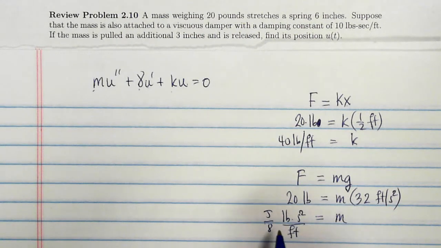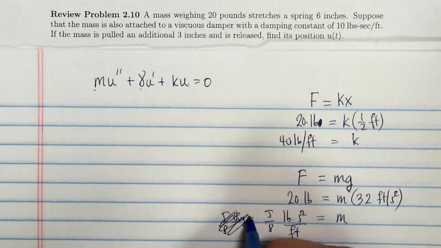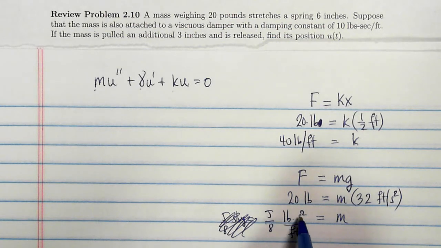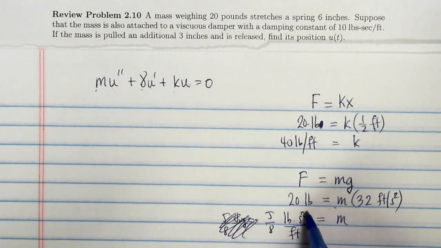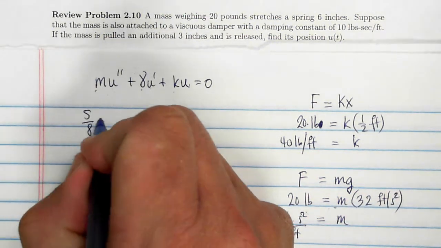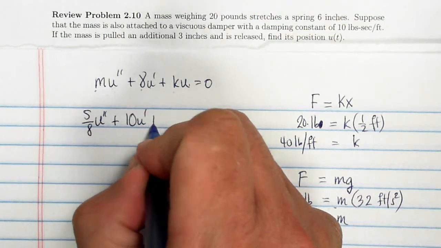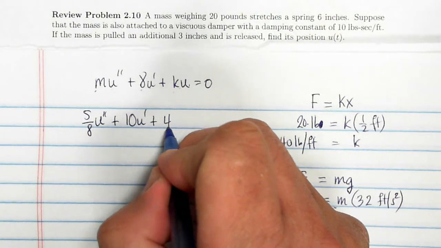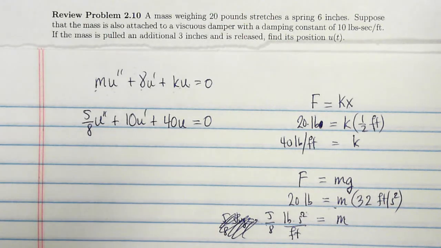Now this is a very unusual unit. In the English system, this is actually called a slug, if I remember right. But we're not going to worry about slugs. We'll just write 5/8 pounds times second squared over feet. And so when I multiply by acceleration, feet per second squared cancel, and I'm left again with just pounds. Okay, so practical effect is that we have 5/8 u double prime plus 10 u prime plus 40 times u is equal to 0, using the k and the m that we just found.